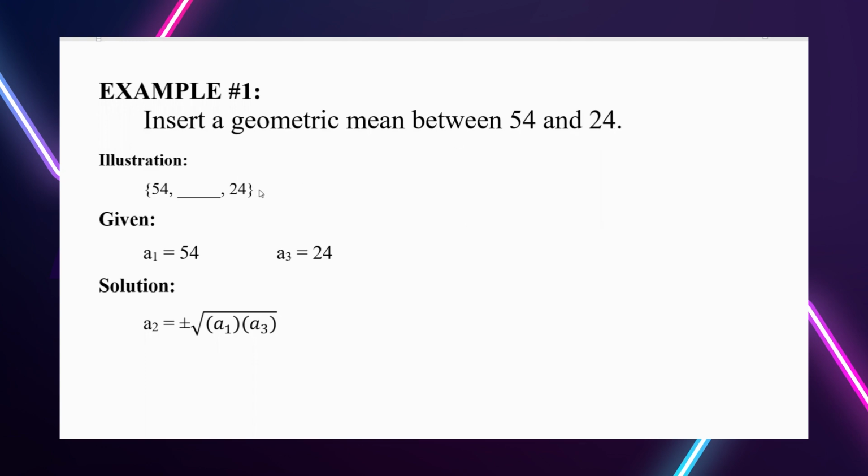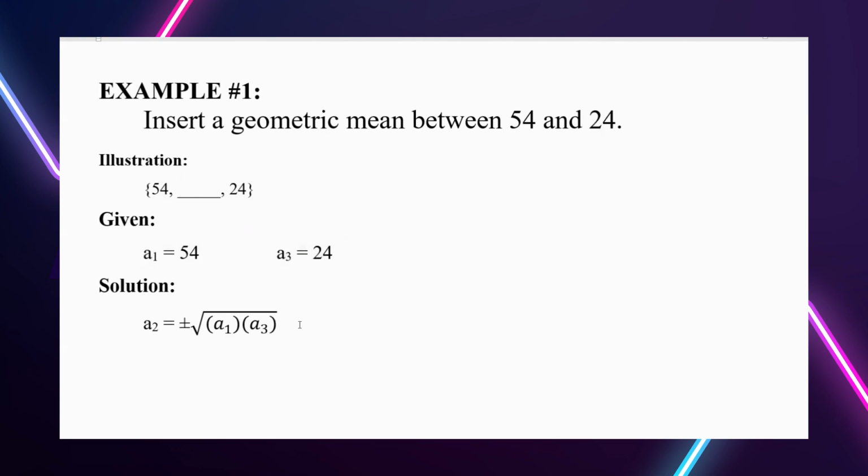So through our illustration, magkakaroon tayo ng 54, blank, na kung saan ito yung hinahanap natin geometric mean, 24. So makikita natin sa illustration natin na isa blank lamang ang meron sa pagitan ng 54 and 24 na kung saan ito yung hinahanap nating geometric mean. Next to illustration is we have to find the givens. So ang a sub 1 natin or the first term based doon sa ating problem is 54 and the third term based sa problem natin is positive 24.